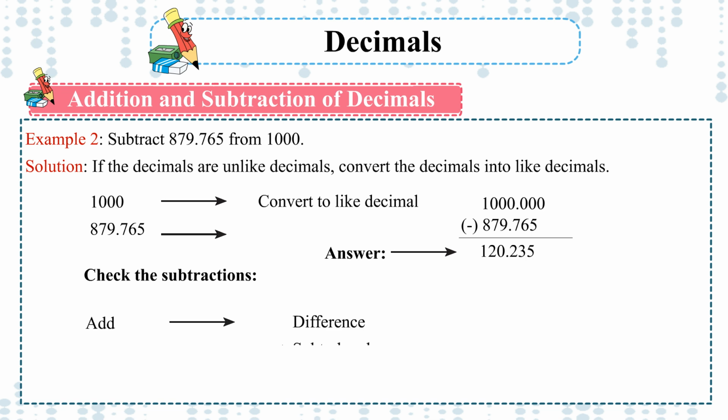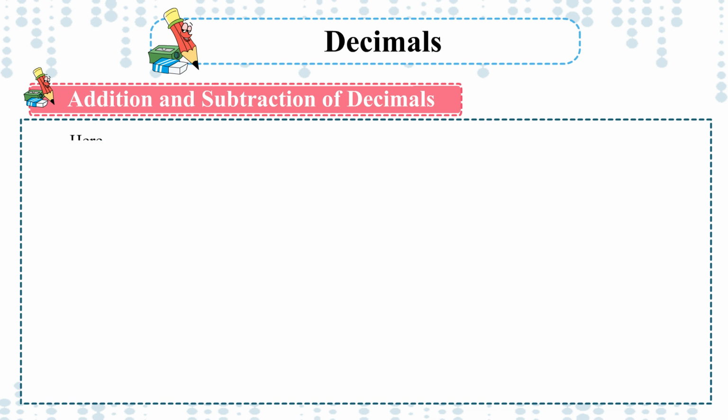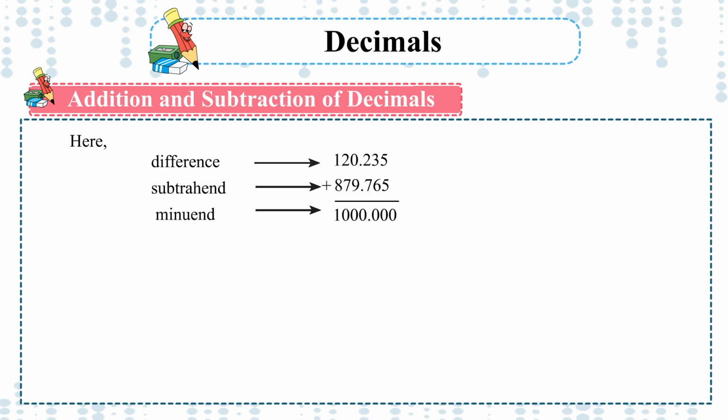Check the subtraction. Add difference plus subtrahend equals minuend. Here, difference 120.235 plus subtrahend 879.765 equals minuend 1000.000. So the difference obtained is correct.